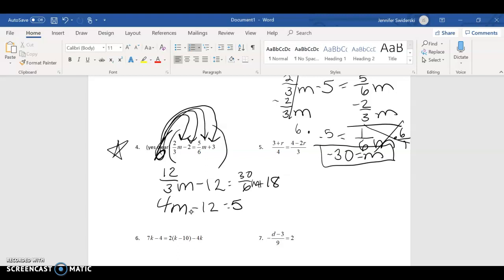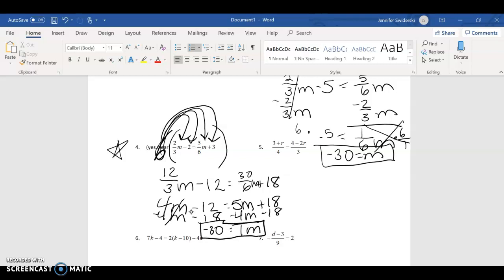Sorry, I forgot my m plus 18. Okay, from here you can solve, subtract your 4m on both sides. You get 1m, I can subtract 18, you get negative 30 equals 1m.